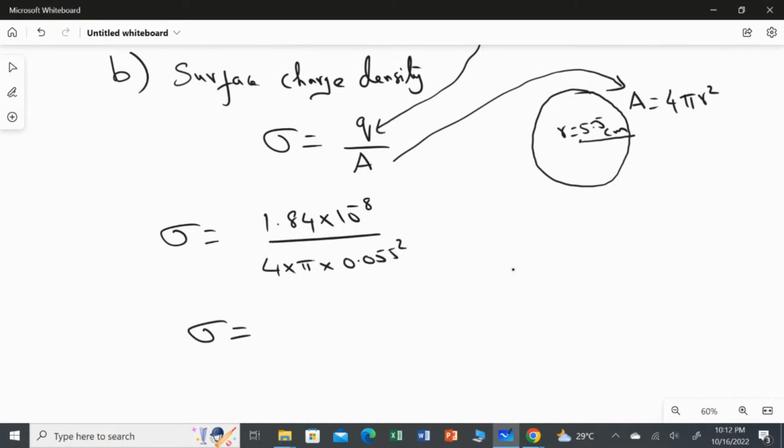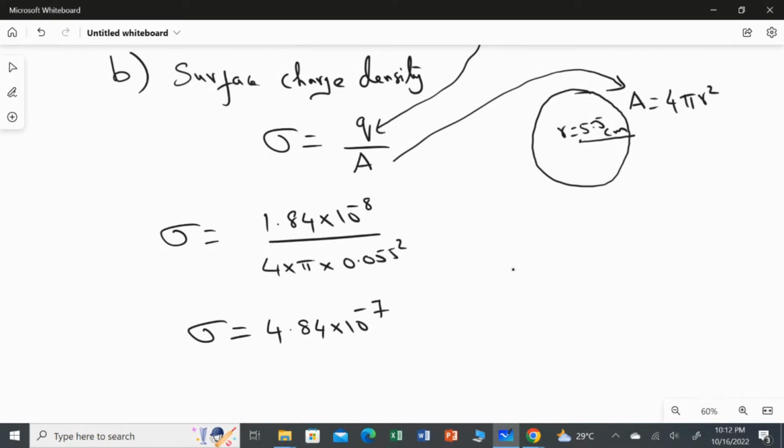1.84 multiplied by 10 to the power of minus 8 divided by 4 multiplied by pi multiplied by 0.055 squared. We got the answer as 4.84 multiplied by 10 to the power of minus 7. What's the answer? 4.84 multiplied by 10 to the power of minus 7.